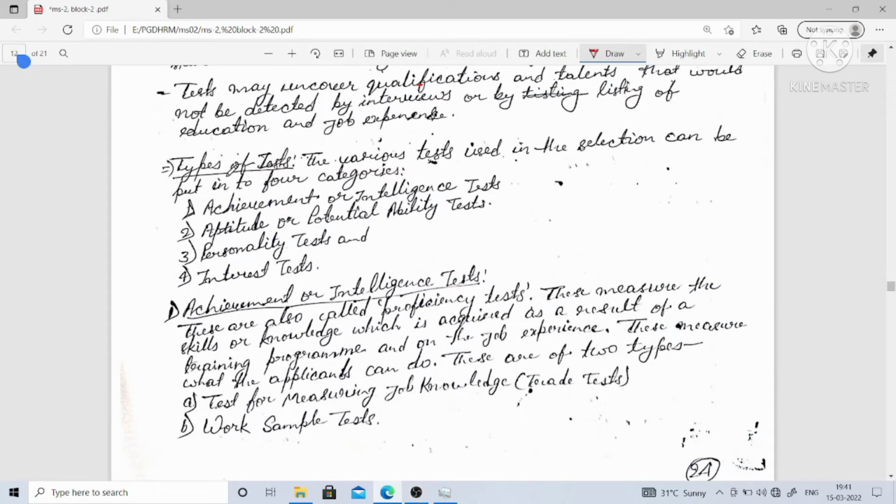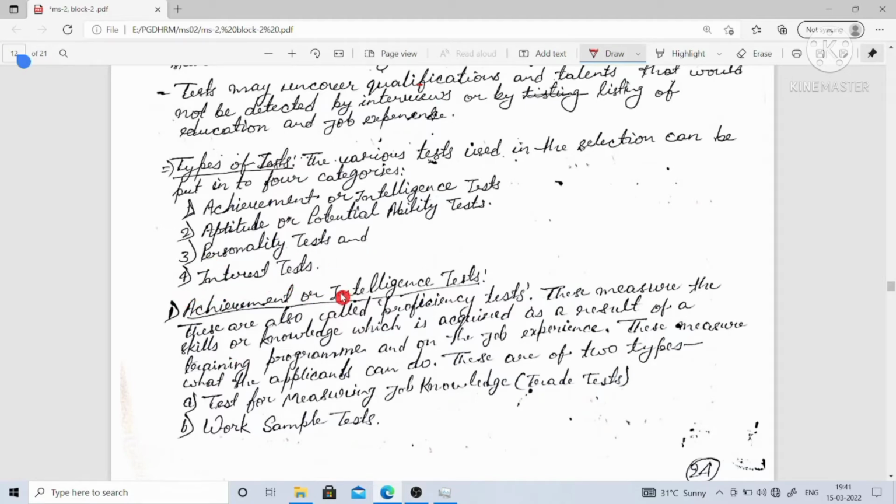First, achievement or intelligence test. Second, aptitude or potential ability test. Third, personality test, and fourth, interest tests. So one by one, see what these different kinds of tests are. So achievement test first.